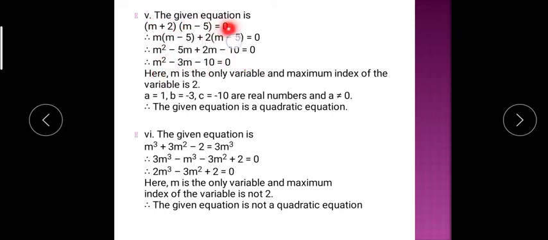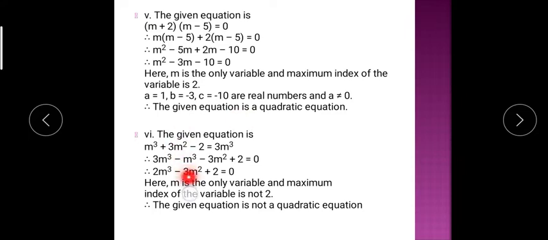Means when the equation is in this way, you have to first simplify it. You have to write it in the general form, then compare with the standard form, and then decide whether the given equation is a quadratic equation or not. So after calculation, we will get the equation m square minus 3m minus 10 is equal to 0. If you observe this equation, it has degree 2, all the coefficients are real numbers, and a is not equal to 0, and therefore the given equation is a quadratic equation.